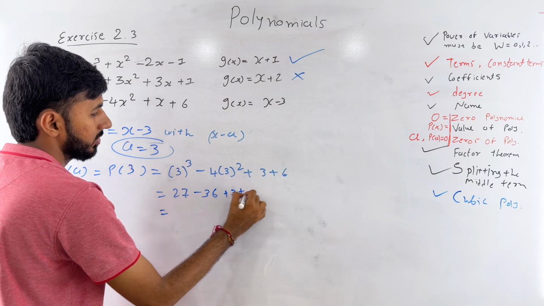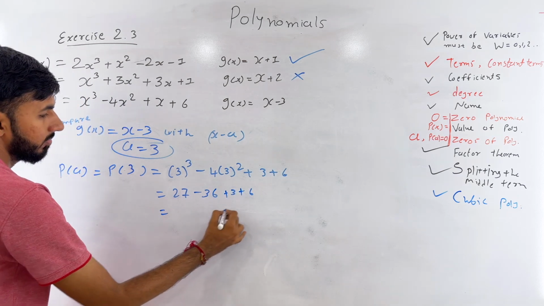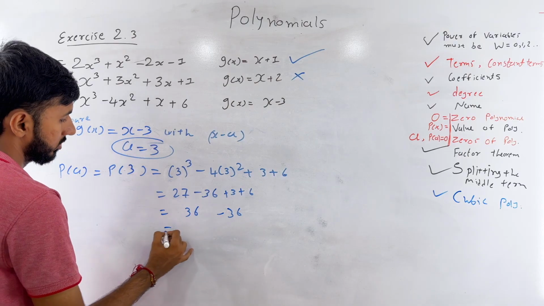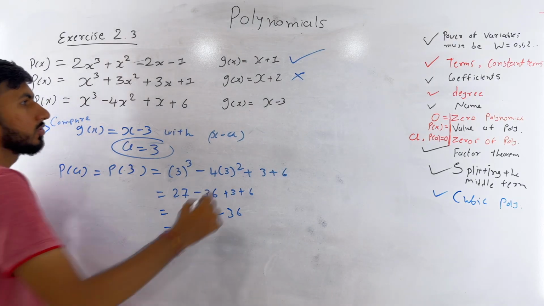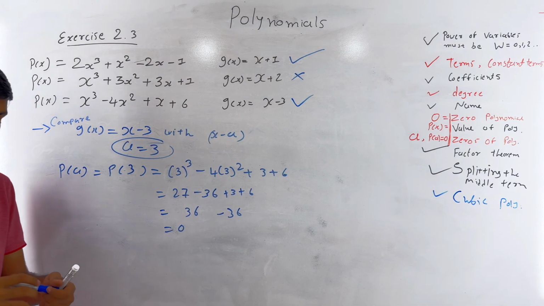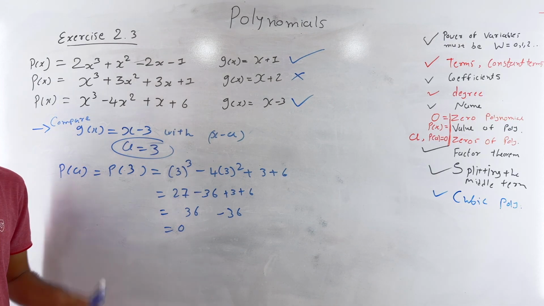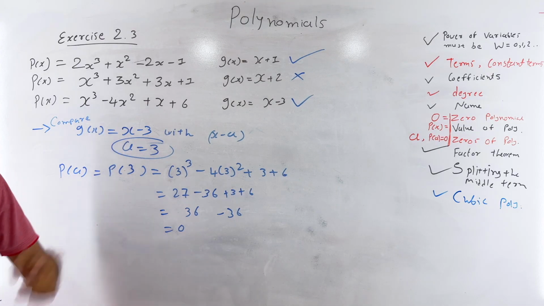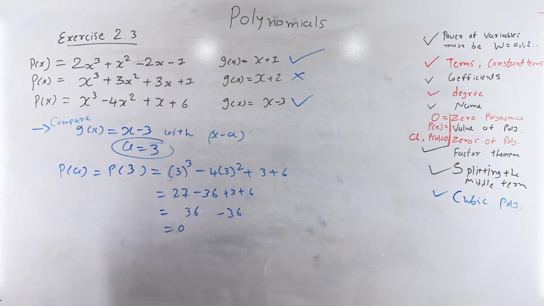Plus 3 plus 6, right? So my final answer will be minus 36 plus 9, that is also 36. So it will be equal to 0. So here x minus 3 is a factor of p(x). Very easy. So to check whether the given polynomial is a factor of another polynomial, we will use the factor theorem, right?